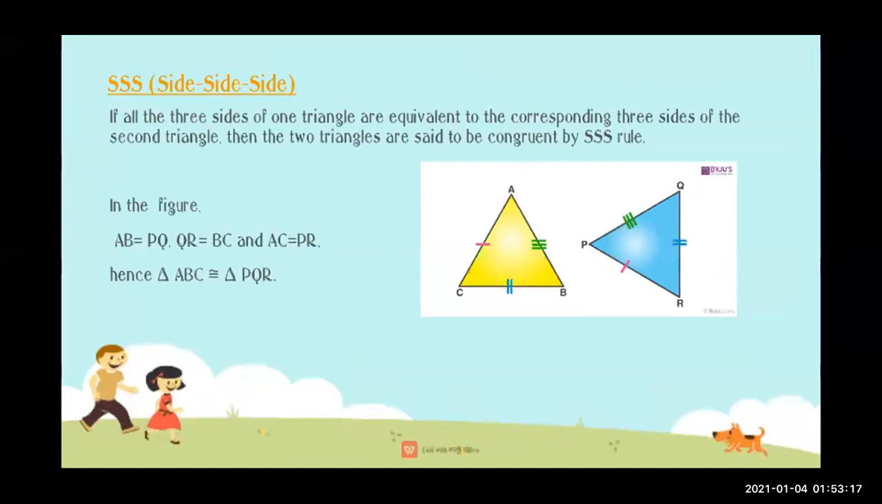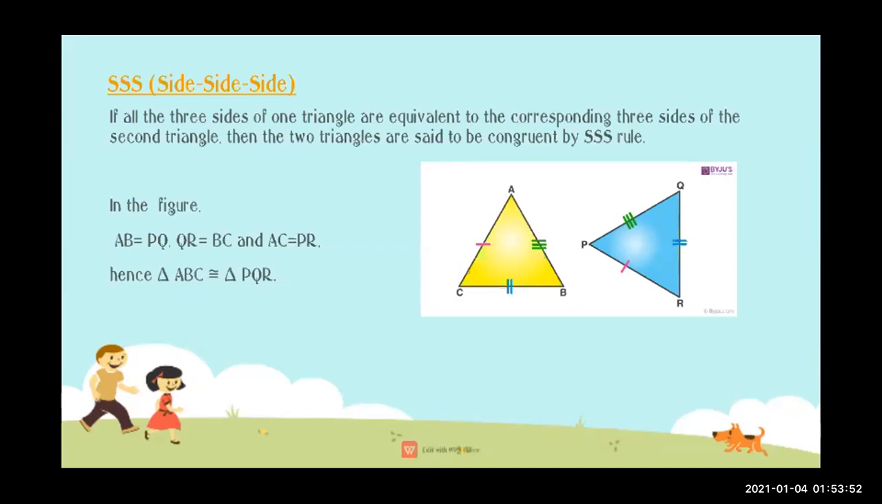Now our first test is the SSS test: side, side, side. Here, if all the 3 sides of one triangle are equivalent to the corresponding 3 sides of the second triangle. See, the first triangle is ABC. The second triangle is PQR. Here, all the 3 sides of one triangle are equivalent to the corresponding 3 sides of the second triangle. So those 2 triangles are said to be congruent by the SSS rule.